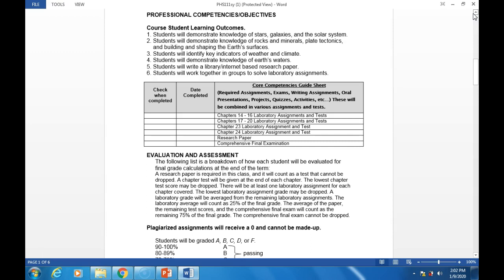So the average of your paper, the remaining test scores, when I drop the lowest test score, and the comprehensive final exam, that will be 75% of your final grade. And the comprehensive final exam cannot be dropped because that's part of your competency. That's how I measure how much you've learned in the course. Okay? Any questions on that?